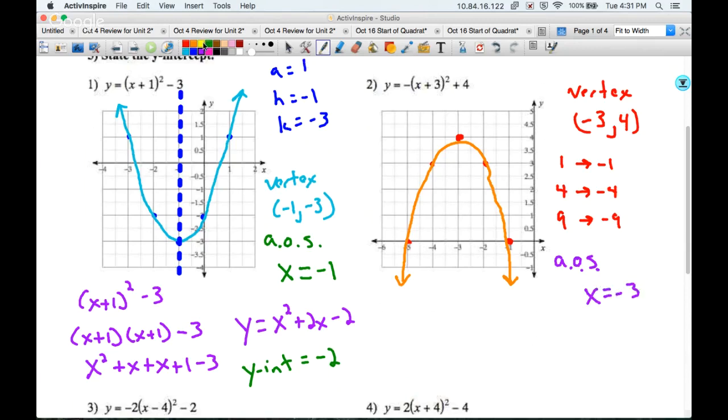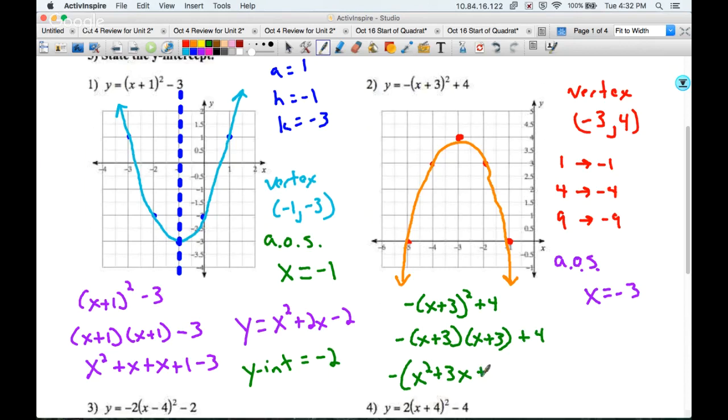Now it's time to convert it to standard form. So I'll rewrite it again down here, negative x plus 3 squared plus 4. This becomes negative x plus 3 times x plus 3 plus 4. I should multiply my first terms. I get x squared. That's the x times the x. My outside terms give me a 3x. My inside terms give me another 3x. And my last terms give me a 9. We still have this plus 4 in the end. We still have a negative that needs to be distributed.